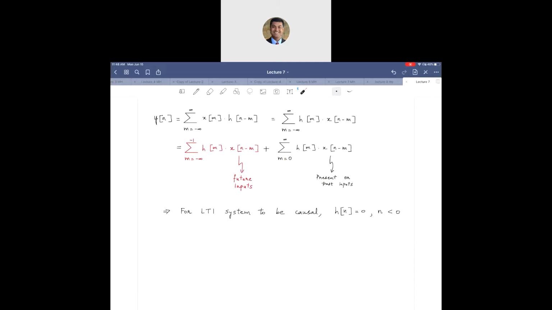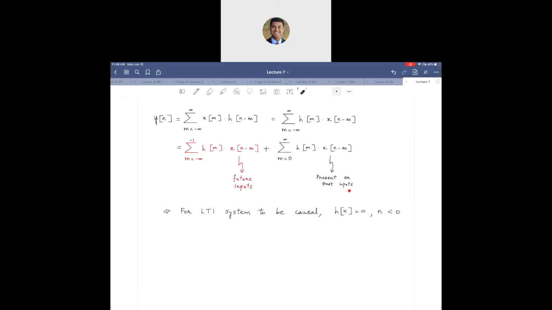Two pieces are enough. One is the summation going from negative infinity to negative 1, the other going from 0 to infinity. All these in the first are going to be future inputs, because x of n minus of minus 1 is x of n plus 1, x of n plus 2, x of n plus 3. Those are all future inputs. And the second term over here is present, that is when m equals 0, and then past inputs when m is greater than 0. Notice over here, these are discrete signals, so the variables being used are integers here.